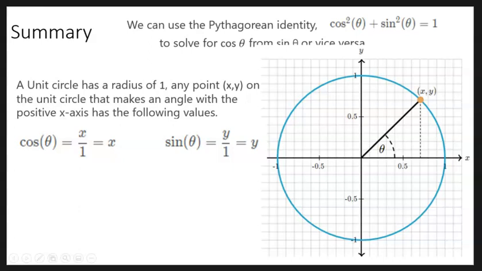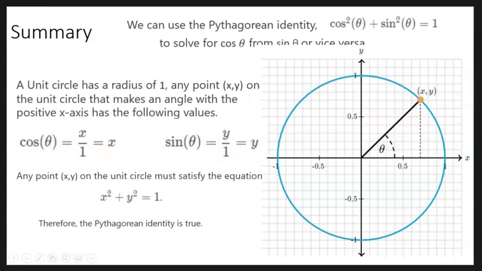Additionally, any point on the circle must satisfy the equation x squared plus y squared equals 1. And therefore, the Pythagorean identity is true, which is the cosine squared theta plus sine squared theta equals 1.